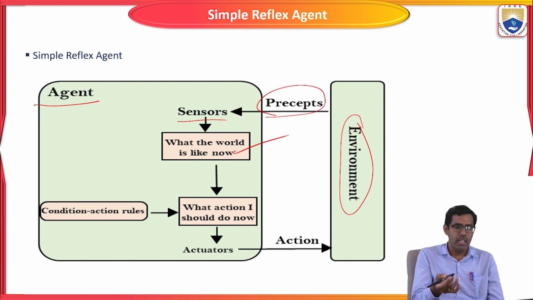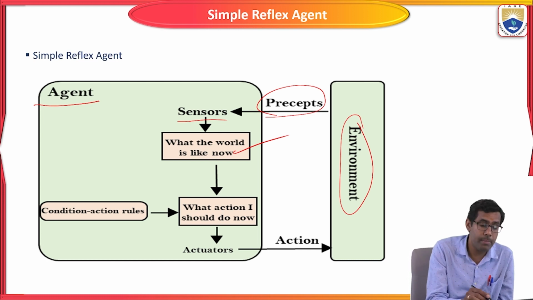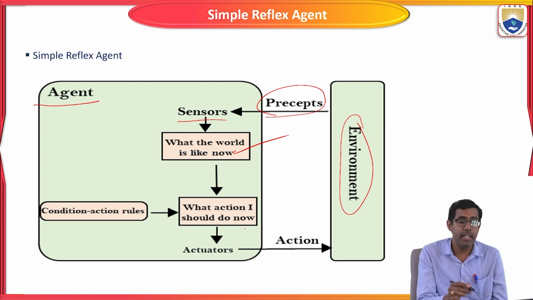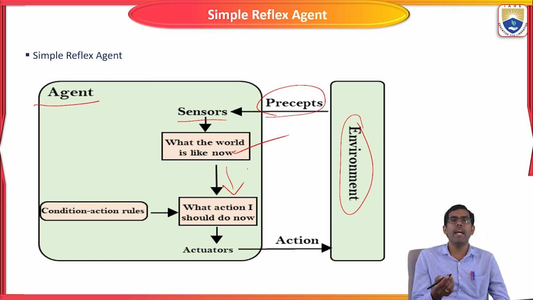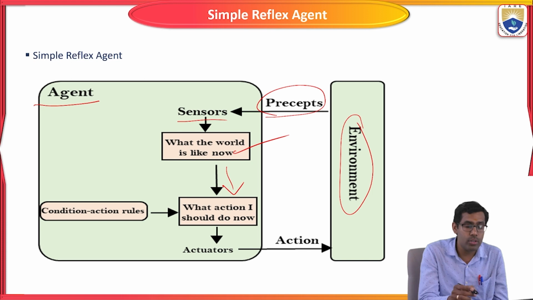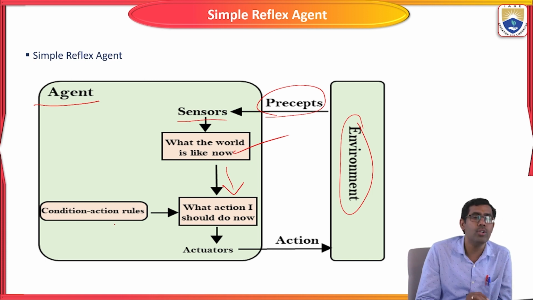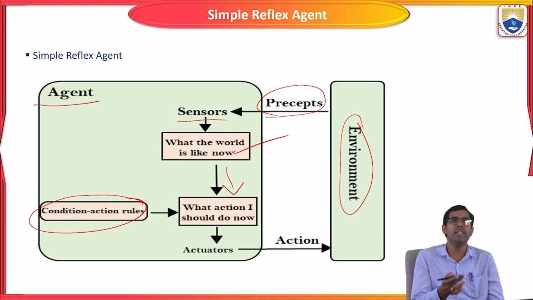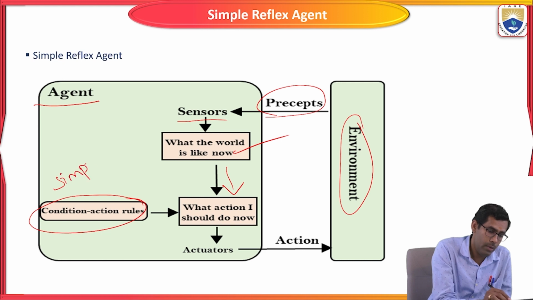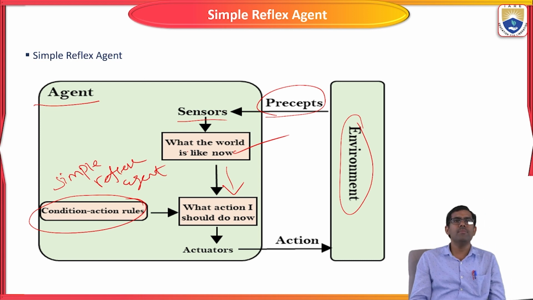What action are we going to take based on the observed environment, which is observed by the sensor? Then the next step: what action should I do now? Next it will ask what action I should do now, based on what was sensed through the sensor in the environment, right? So if it is so, we are going to use some condition action rules here. The condition action rules are nothing but the simple reflex agent, right? Simple reflex agent.